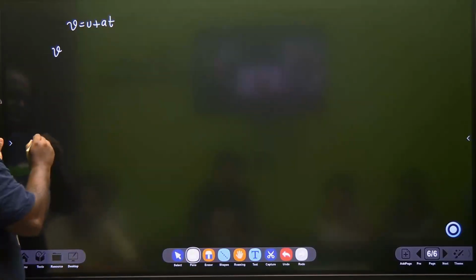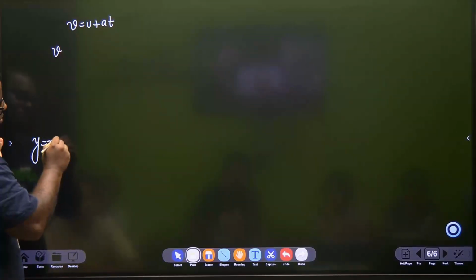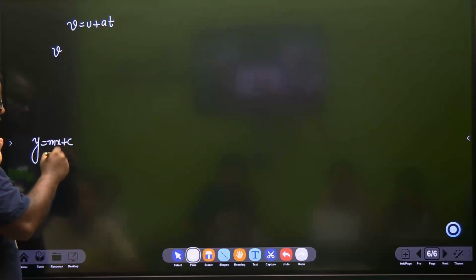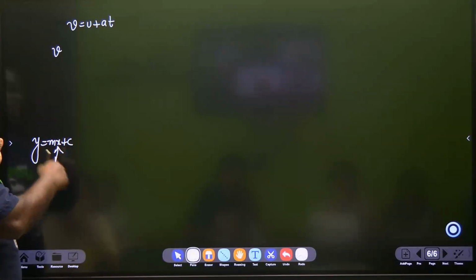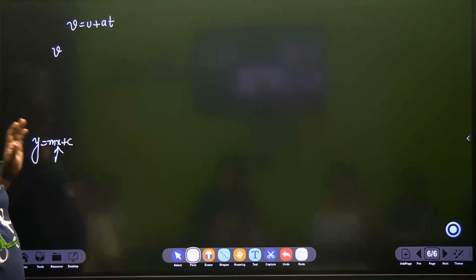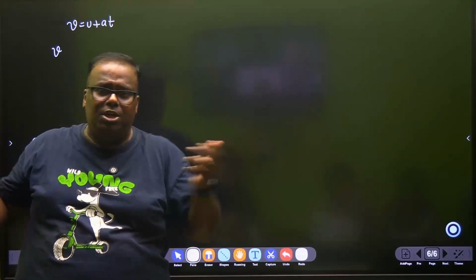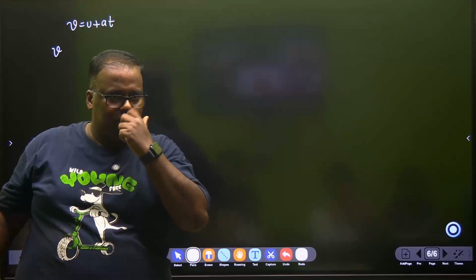Just like you read a polynomial, y equal to mx plus c. Right? This is the variable. Y is a function of x. Here v is a function of t. Why, you ask? At different time, I will have different speed. So my input is, what was the speed at 8 o'clock?